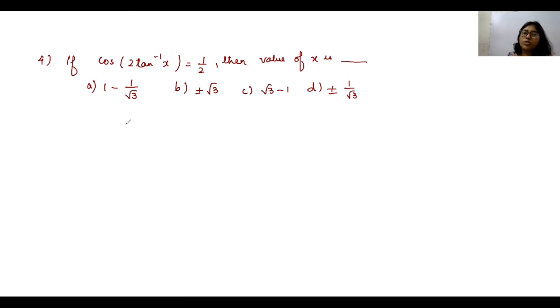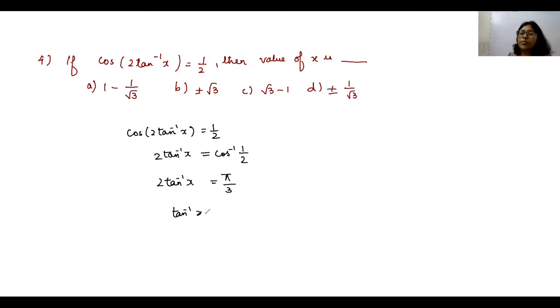Here we have an inverse trigo question, and it is cos of 2 tan inverse x. The first thing we will do is apply cos inverse on both sides. We will be left with cos inverse, and cos will be nullified. We'll be left with 2 tan inverse x, and we have cos inverse half here. So this is 2 tan inverse x, and the value is pi by 3. Tan inverse x is pi by 6. Now apply tan of pi by 6, that is 1 upon root 3.